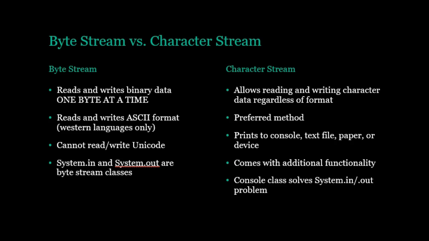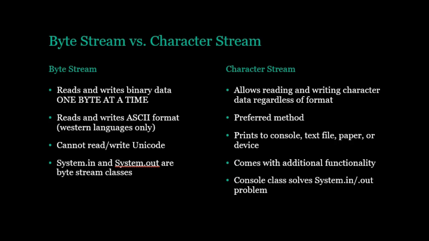Byte stream versus character stream. A byte stream only reads and writes binary data 1 byte at a time, which is significant. It can read and write ASCII format only, which only works for Western languages. So it cannot read Unicode, which is good for any language. For an example, System.in and System.out are byte stream classes, which means they are only useful for Western languages, which is a serious limitation.